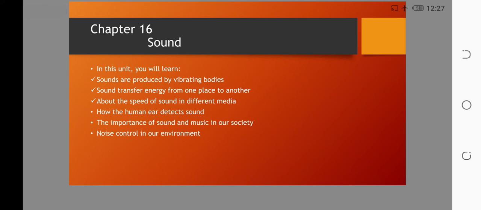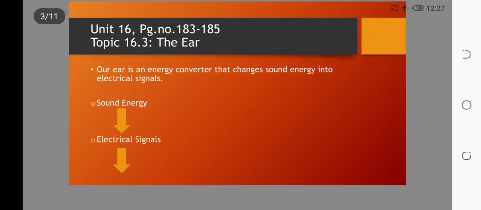In today's lecture, we will discuss how the human ear detects sound, what its functions are, and what the major parts of the human ear are which are used to detect sound waves. We will also discuss the importance of sound and music in our society. So let's move to our first topic, that is the ear.